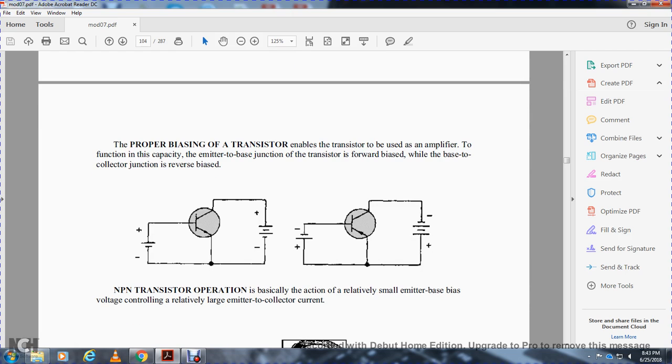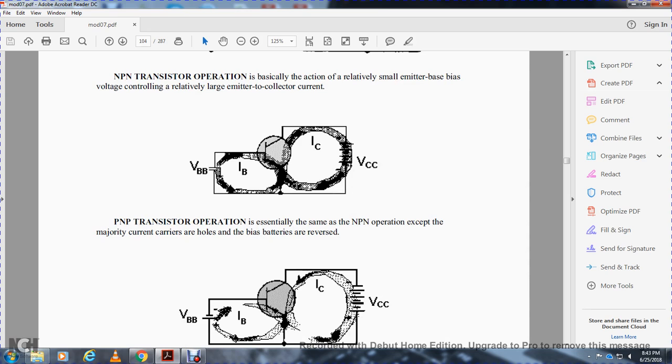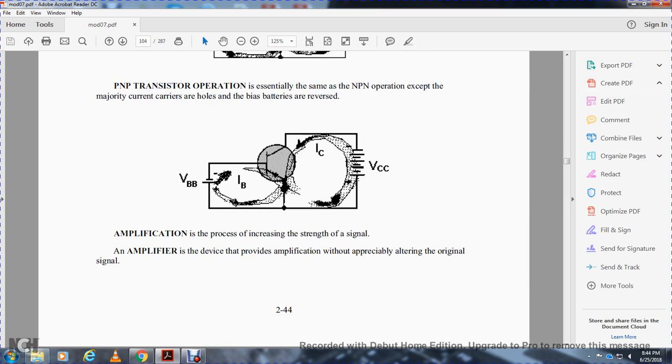In negative positive negative transistor operation, basically a relatively small emitter base bias voltage controls a relatively large emitter to collector current. Positive negative positive transistor operation is essentially the same as the negative positive negative operation, except for the nature of the current carriers, and the bias of the batteries is reversed. Amplification is the process of increasing the strength of a signal.